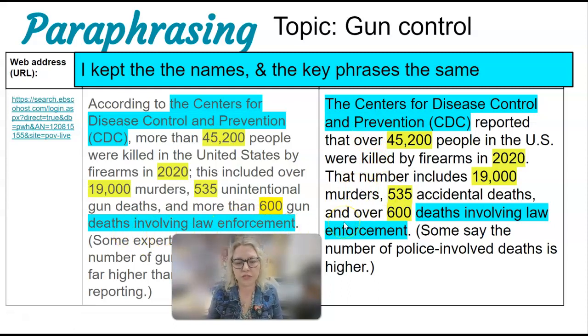Now, the rule of thumb for plagiarism is that once you've copied more than 3 words in a row exactly the same, it's plagiarized. But like all rules of thumb, that's not always correct. So deaths involving law enforcement, I have the same here, because I don't know that there's a better way to say that. That is a key phrase, and it's something that's going to come up probably time and time again if you do research on gun control. Okay?